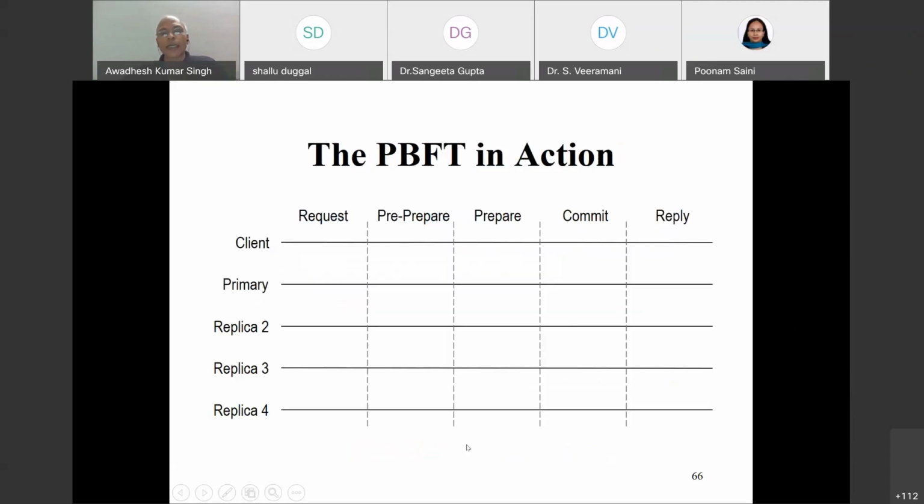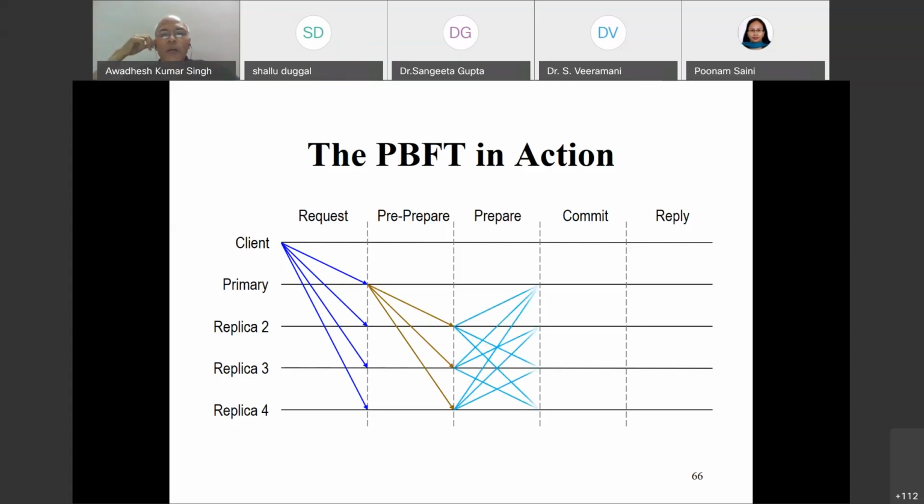So if we see an execution like this, initially the client will send a request to all replicas and the primary. Once this request is received, a pre-prepare message is sent, meaning the primary will send pre-prepare to all the replicas, and each replica will wait for 2f+1 prepare messages. Once it has them, you can see this 2f+1, everyone gets 3.